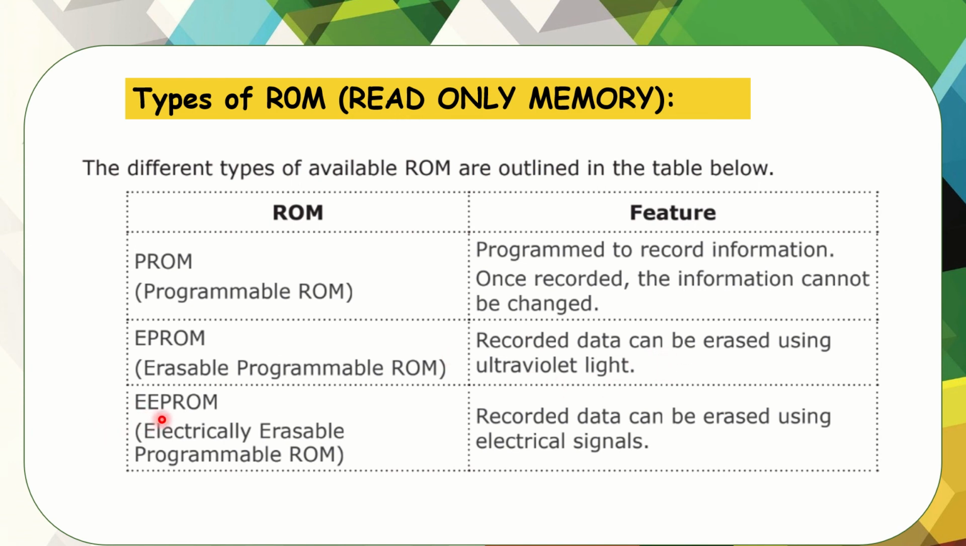Now EEPROM, that is electrically erasable programmable ROM, and the feature of this EEPROM is recorded data can be erased using electrical signal. Got it? It can also be erased, but in this you need electrical signal. If we talk about EPROM, there you need ultraviolet light to erase the data. Got it? These are the features you have of the kinds of ROM.